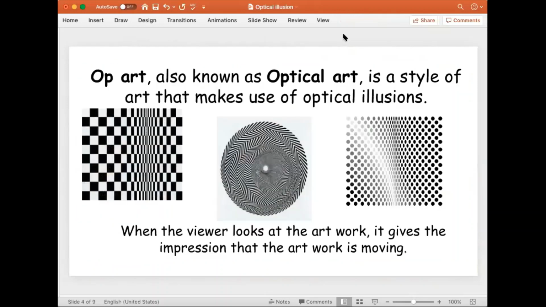So an optical illusion is part of an art movement, and what an optical illusion is, when you look at the artwork, it gives you the impression that the artwork is actually moving, when really it's just a lot of either drawn lines or painted lines, very carefully and precisely, to give you that idea that it's an illusion.